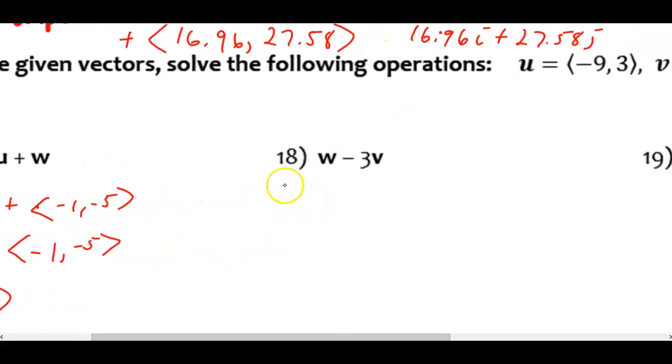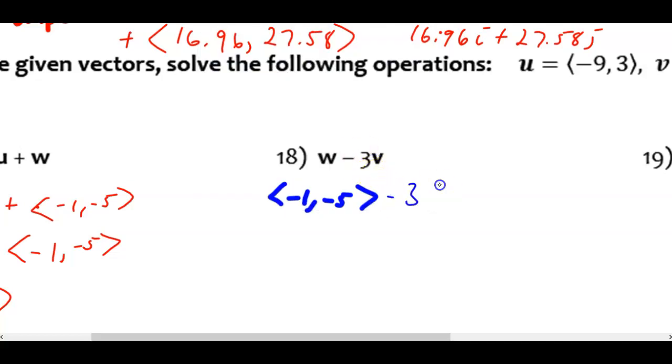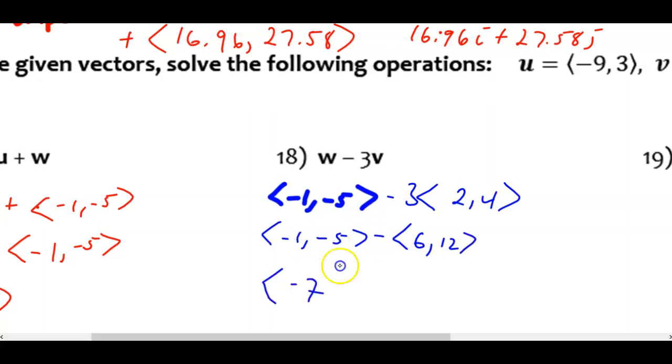Alright, for this one, w minus 3 times v. So distribute the 3. I'm just going to distribute the 3, not the negative. Distribute just the 3, so 6, 12. So -1 minus 6 is -7. And -5 minus 12 is -17, excuse me, -5 minus 12 is -17.